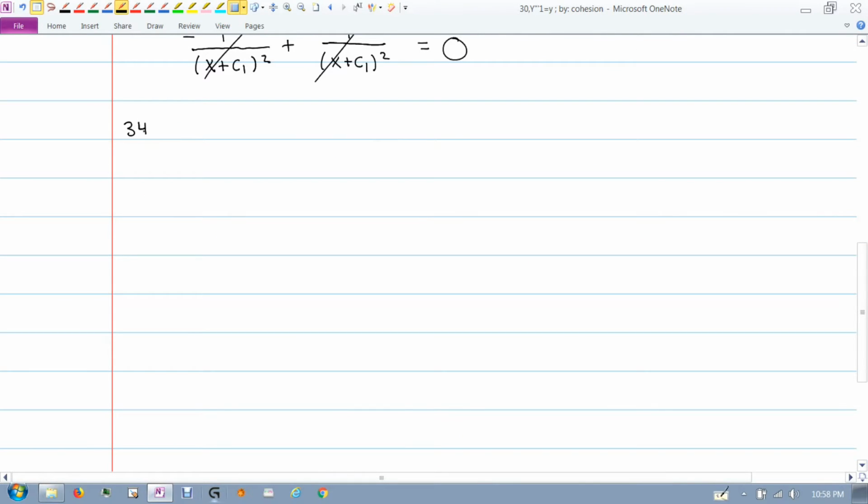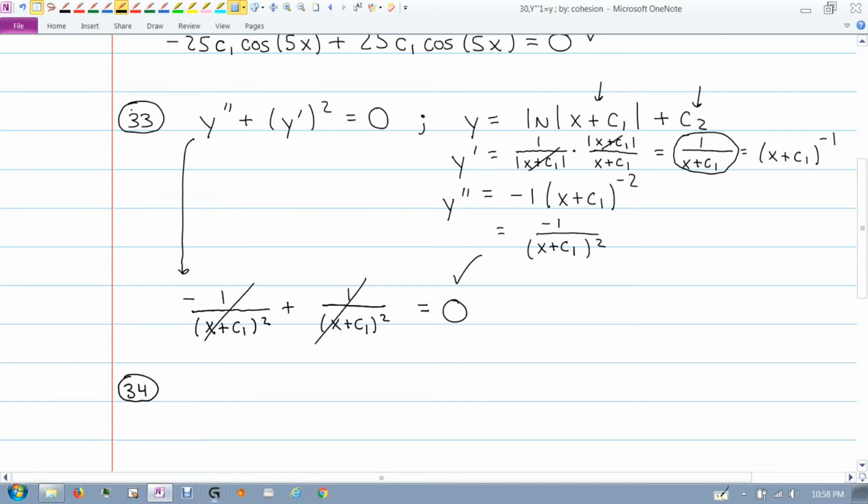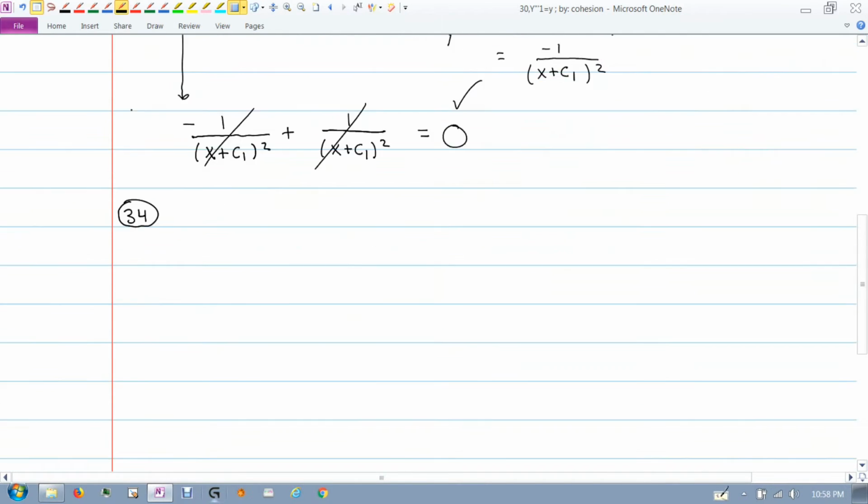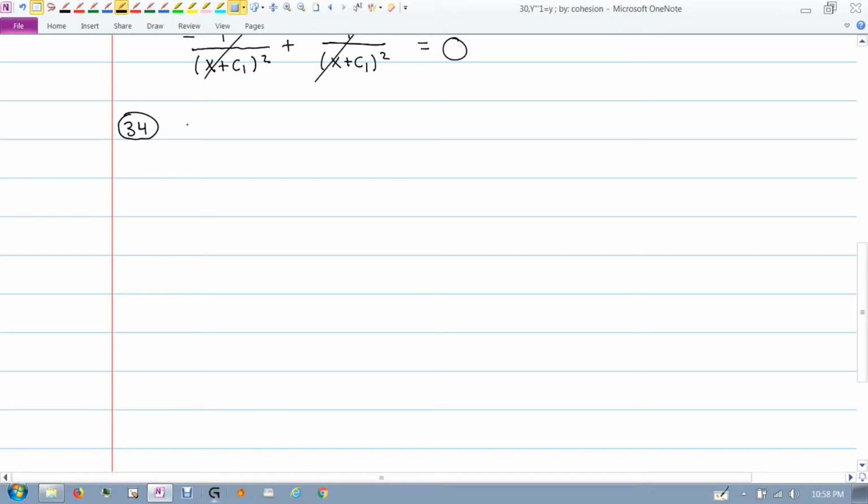Okay, 34. Well, let me scroll back up, make sure you got a good shot of that. Okay, 34, y double prime plus y equals tangent x, and we're given that y is equal to negative cosine x times natural log of secant x plus tangent x.